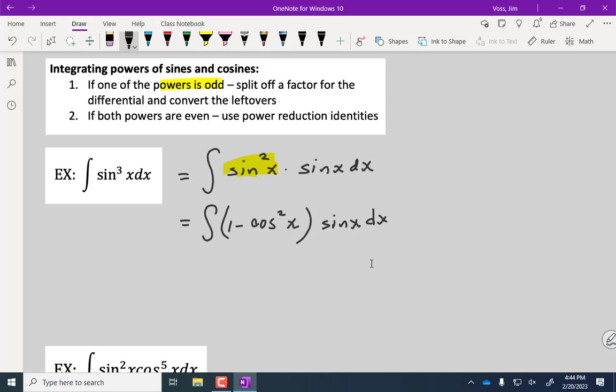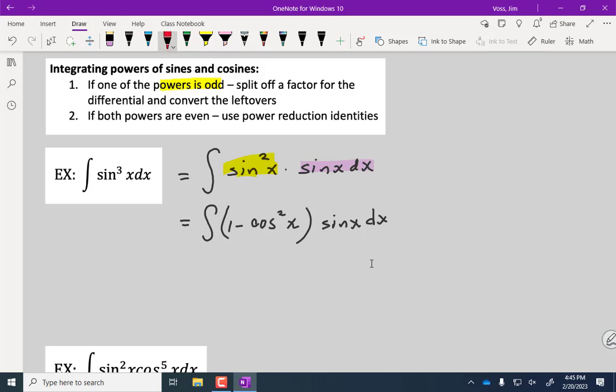Why? Well, if we pull off this sine and stick it with the differential, we're doing that with the understanding that if we let u be cosine, then that would be its derivative. And that's how u substitution works. For it to work, the derivative of u needs to be available. So if we let u be cosine, the derivative is available right there. So if we pull sine over to the differential, we want to turn everything else into cosine so that we can let u be cosine, and then the derivative will be the differential. So let's try it.